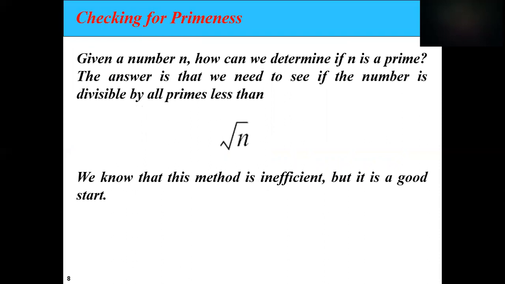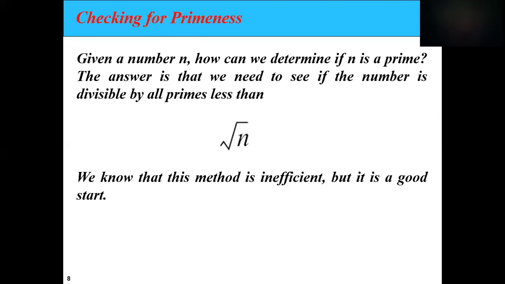Checking for primeness: given a number, how can we determine whether it is prime or not? We have to calculate its square root. If after taking the square root you have a fractional value, we omit the fraction and take the rounded-down number. But this method is not very efficient.